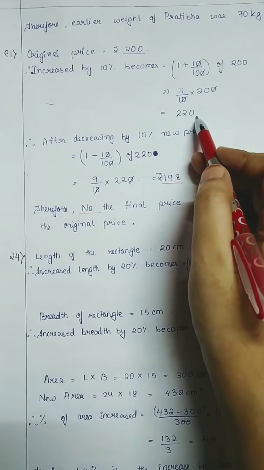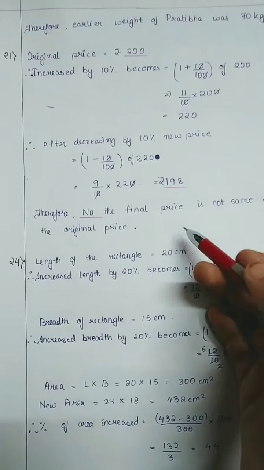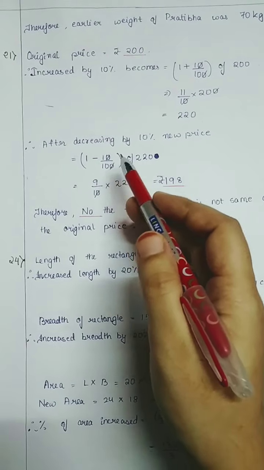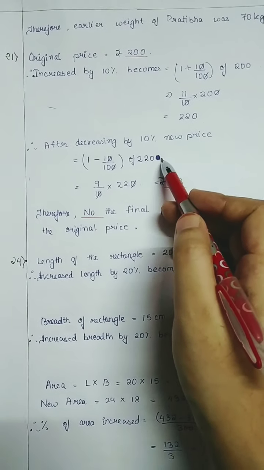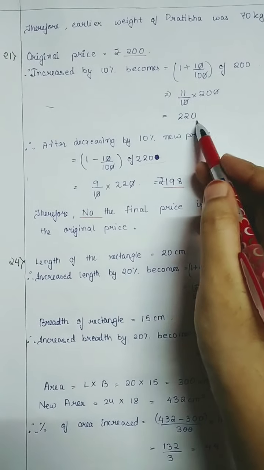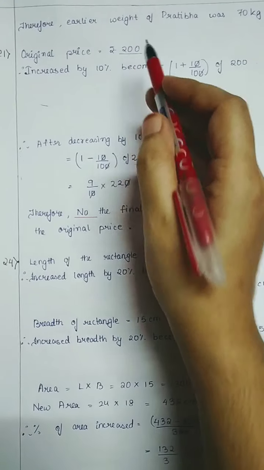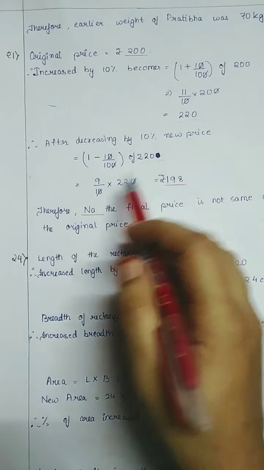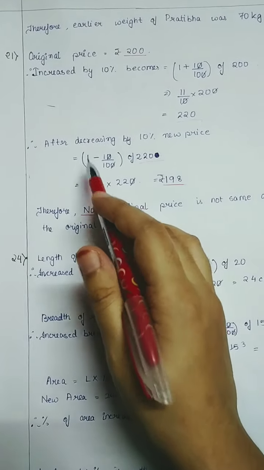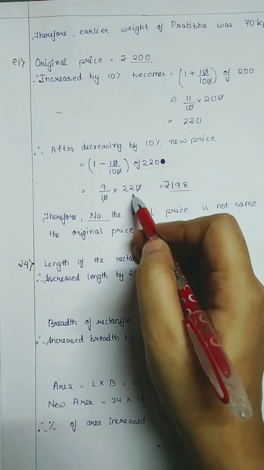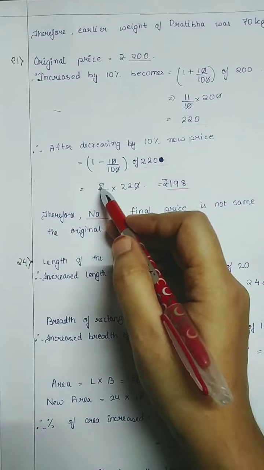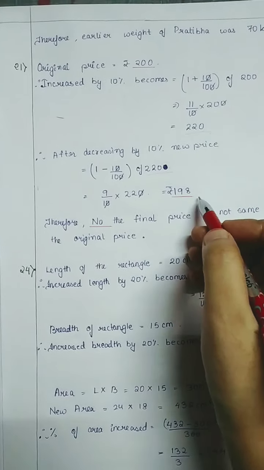Now after becoming 220, it has decreased by 10%. So we will again decrease, means 1 minus 10 by 100 of 220. We will not write 200 over here, we will write 220 because we are decreasing from this price, not from that. Now 10 ones are 10, so it will be 10 minus 1, that is 9. So 9 upon 10 into 220. Now it will cut, so it becomes 9 into 22, that is 198.